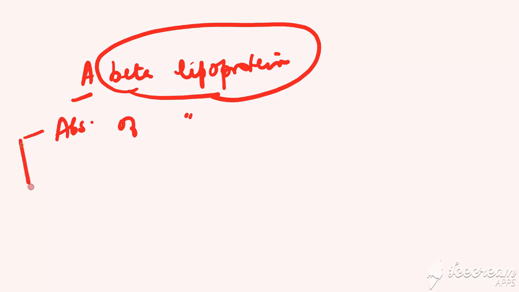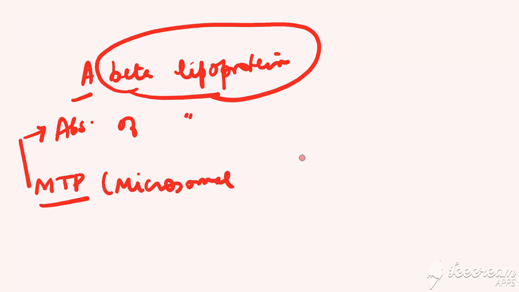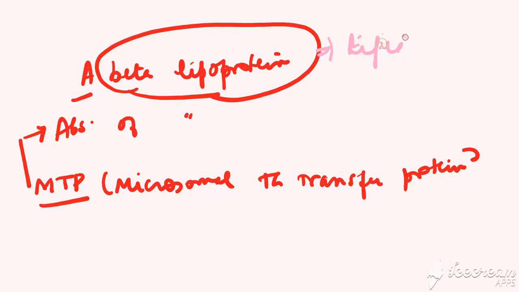So why do you have absence of beta lipoprotein? Because you have a mutation in a gene called MTP gene, that's called microsomal triglyceride transfer protein. Because you have mutation in this gene, you don't have lipoproteins. Because you don't have lipoproteins, your lipids are not transported. So because your lipids are not transported, they accumulate in the intestinal epithelial cells, which can be highlighted by fat stains.